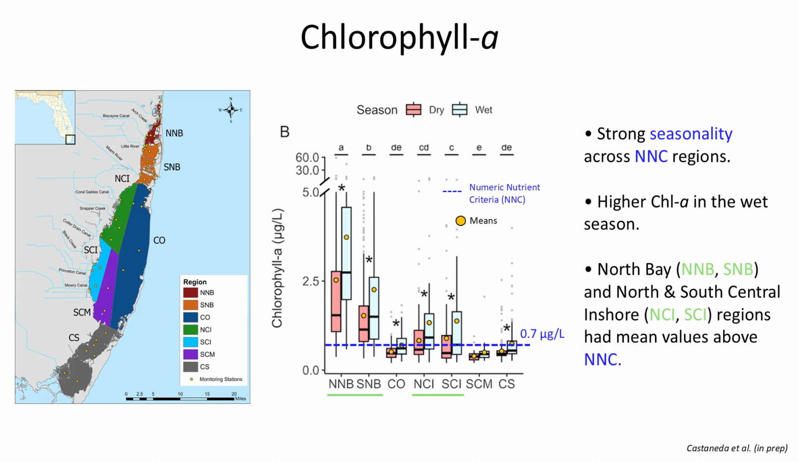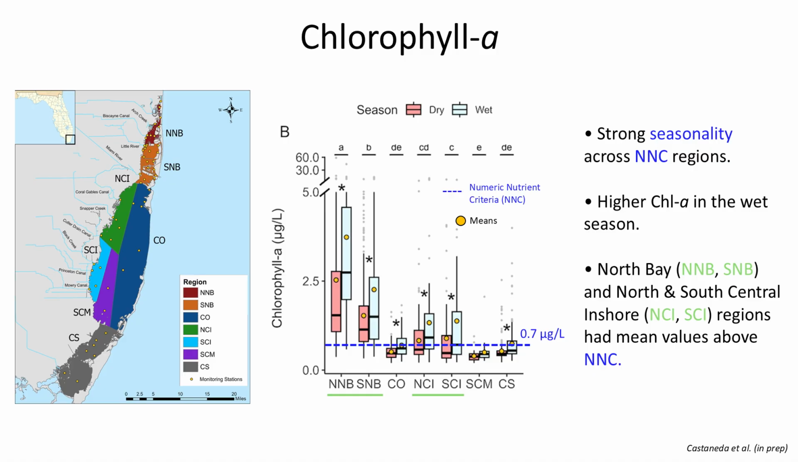You know, it's basically a proxy of phytoplankton biomass. So for water quality, it's a good metric. And what we see here is, again, a strong seasonality, with higher concentrations in the wet season across all the regions. And notice that I had this line right here, which is the nutrient criteria standards. And to be conservative, basically, I took the average of all those, and this is what it represents right here.